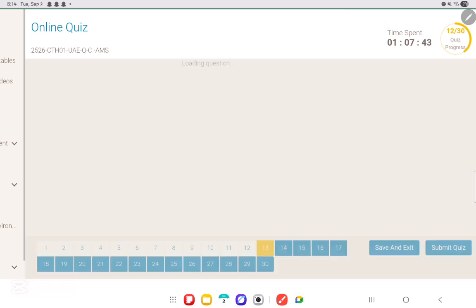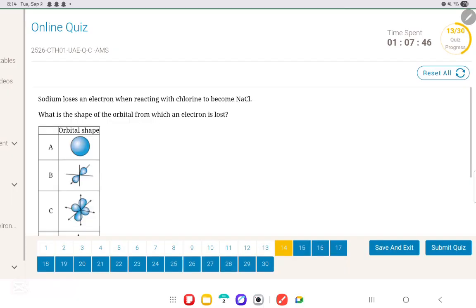Let's move on to question number 14. What does it say in 14? Sodium loses an electron with chlorine to become NaCl. So what's the shape of the orbital from which an electron is lost? Again, you guys should know the configuration of sodium.